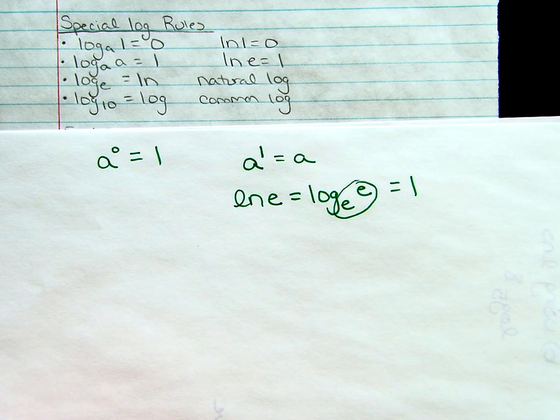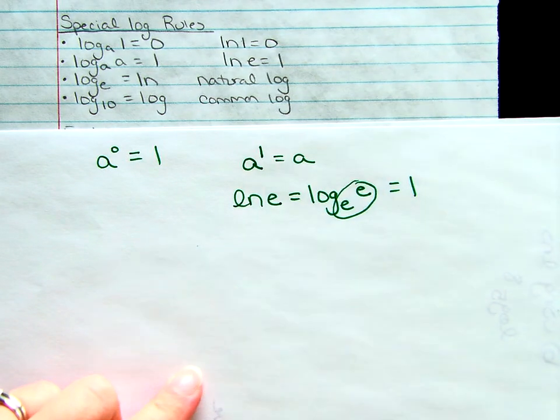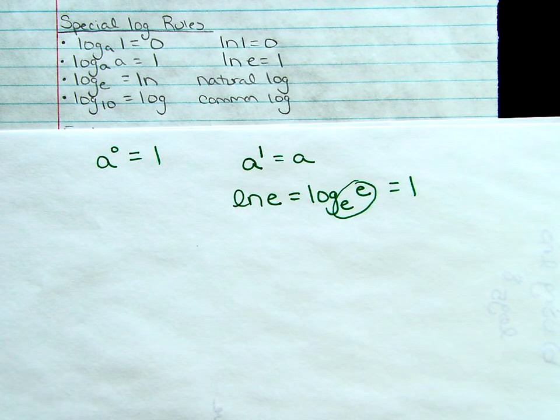And when I go throughout my notes, I usually write my ln with a cursive L like that to make it more noticeable that it's not a 1. Just so you know.